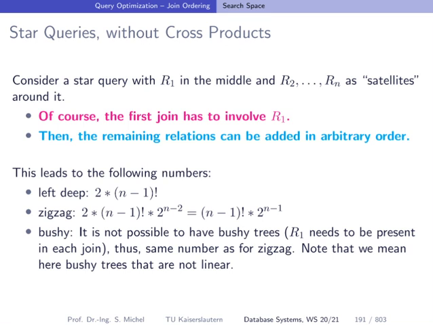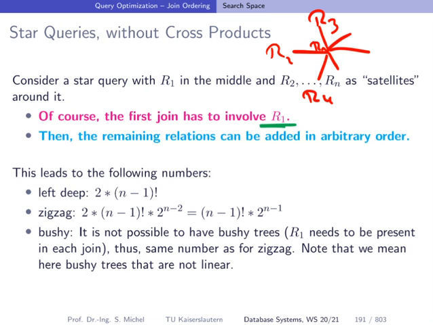Let's consider star queries. So this shape looks like this. The query graph looks like this. So we have relations R2, R3, R4, and so on. And in the middle here we have R1. This is our assumption here, right, for the illustration purpose. Now, how many possible trees can you build here? The interesting observation is that in the first join that you're doing, there has to be R1.